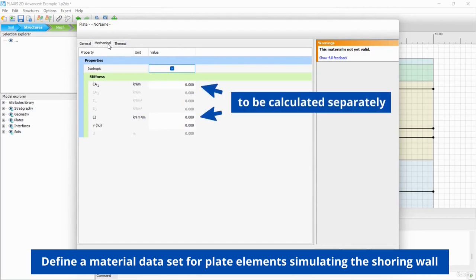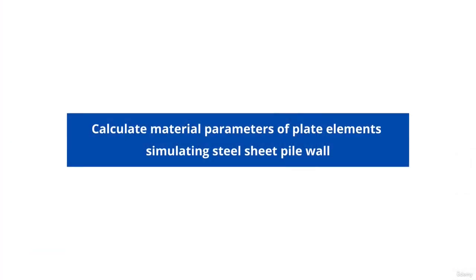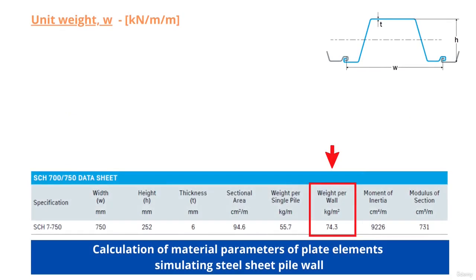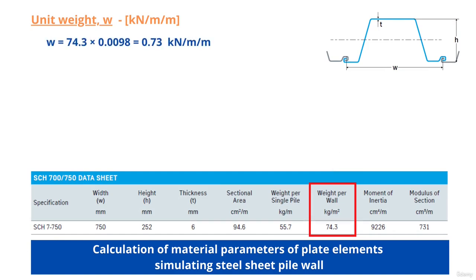The same is for axial and bending stiffnesses. They should be calculated separately. Let's calculate material parameters of plate elements simulating steel sheet pile wall. Take unit weight of the sheet piles directly from manufacturer's technical data sheet. Just don't forget to convert the units from kilograms per square meter to kilonewtons per square meter.